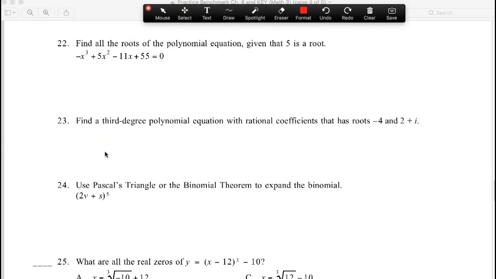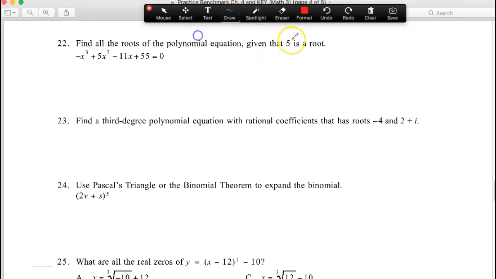Okay, 22, find all the roots of the polynomial equation given that 5 is a root. Now they're nice to us here. Instead of saying find all the roots of this polynomial equation, it's a cube. It's not a perfect cube. I would have to figure out all my roots, I would have to take the roots of this and divide it by all the roots of the first term, and then go ahead and plug them in and see when I get to 0 to know if it's a root. But instead they said, oh look, 5's a root.